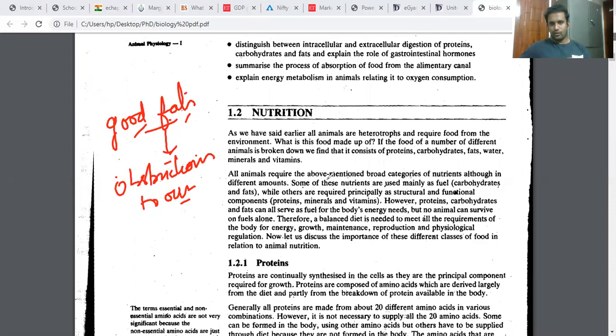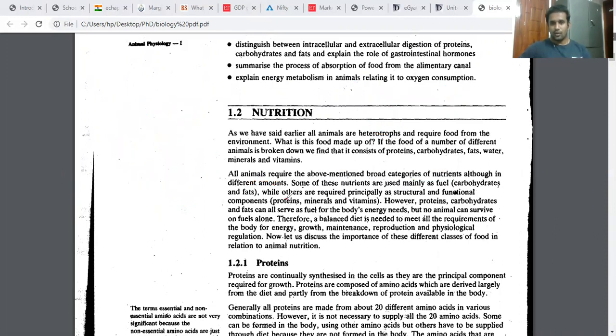Okay. So all animals require the above mentioned broad categories of nutrients, in different amounts, of course. I have already told you, we need more carbs because that is going to give us lots of energy. Protein, like muscle, will not provide you any energy. Fats give energy, but not at the same time. Minerals and vitamins generally try to improve your organs. They try to improve your sight, your hearing, your hair, your color complexion, your hormones and enzymes. In that way, they will help. That's why your body requires all the nutrients in different quantities.